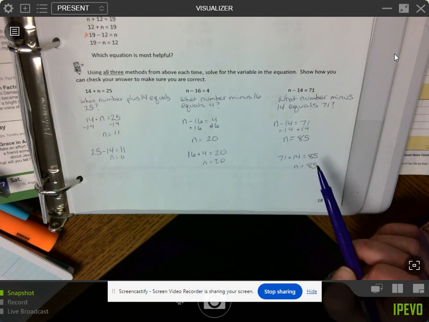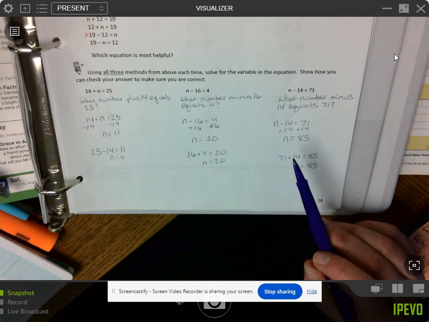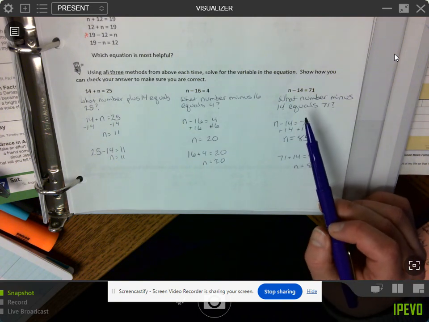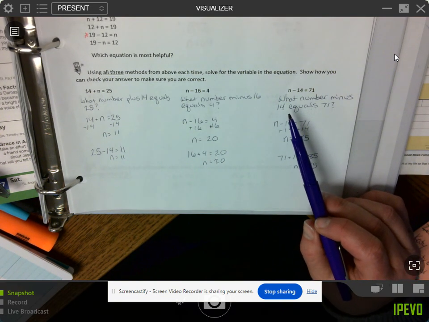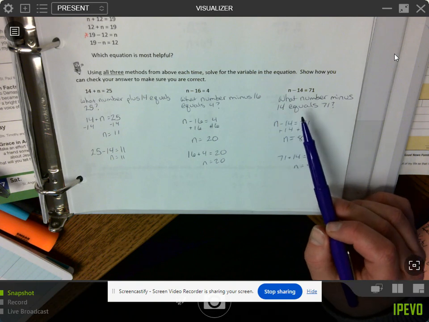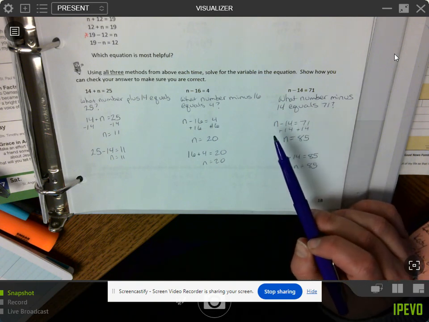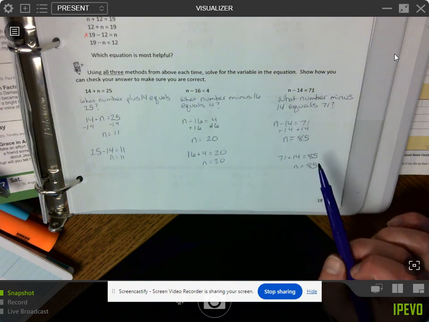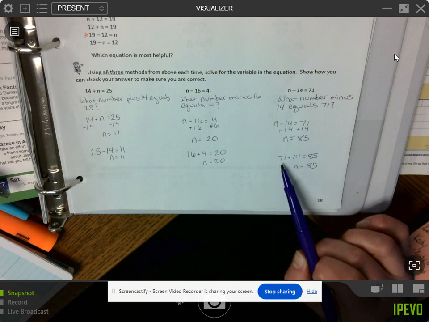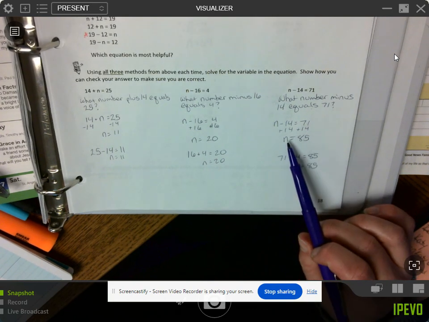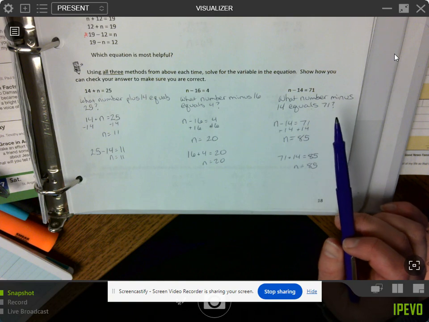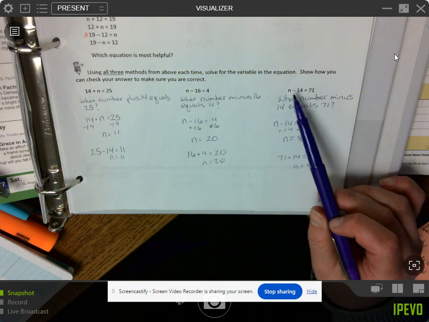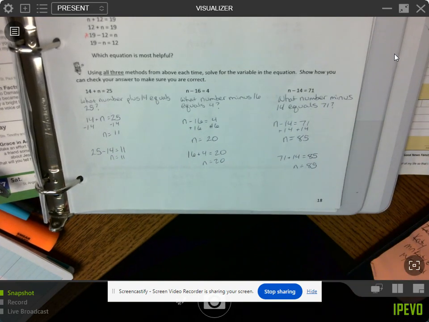And if we look at our fact families, it would be n minus 14, it would be 14 plus 71, 71 plus 14. It would be 71 minus 14 equals n. To check it, remember we put our n in for our answer. So we would do 85 minus 14 equals 71.